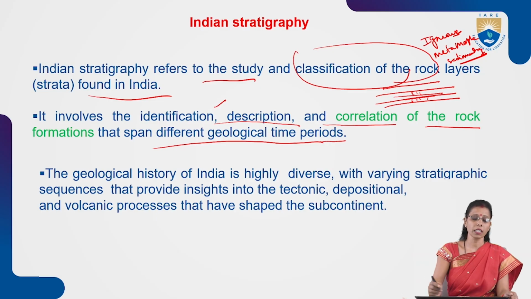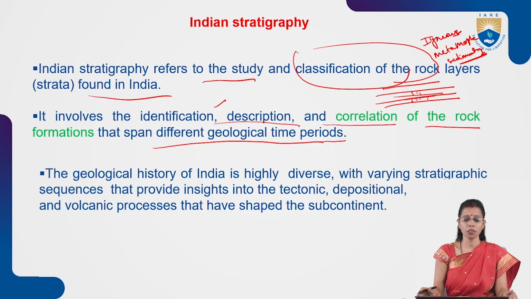So in Indian stratigraphy, we involve the identification, description, and correlation of the rock formations that span different geological time periods. We can correlate with the examination of the type of fossils and the type of minerals when present in the rock. Based on that, we can find out the age of the rock and the type of the rock layers.